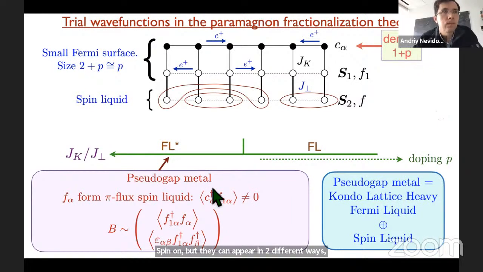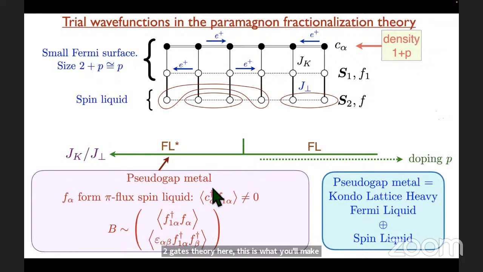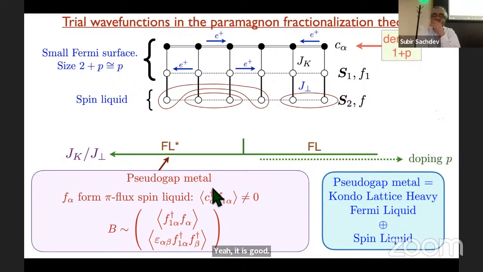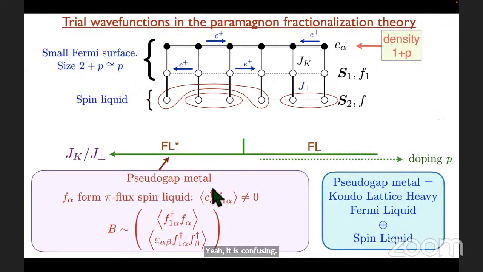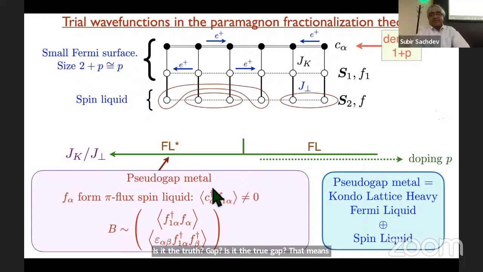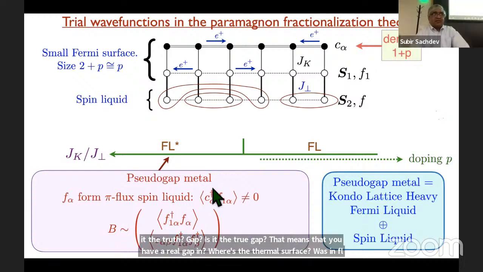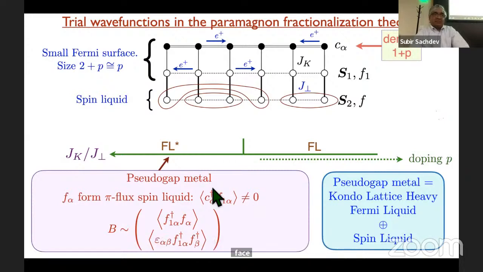Okay, thanks. Subir, I have a trivial notational question, if you have time. Yes, please, go ahead, Andre. It's a really trivial notational question. What is pseudo about your pseudogap? Is it a true gap? I mean, you have a real gap where the Fermi surface was in the FL phase? Yes, there's a real gap there, that's correct. It's only pseudo because at finite temperature. Well, but the theory is zero temperature.